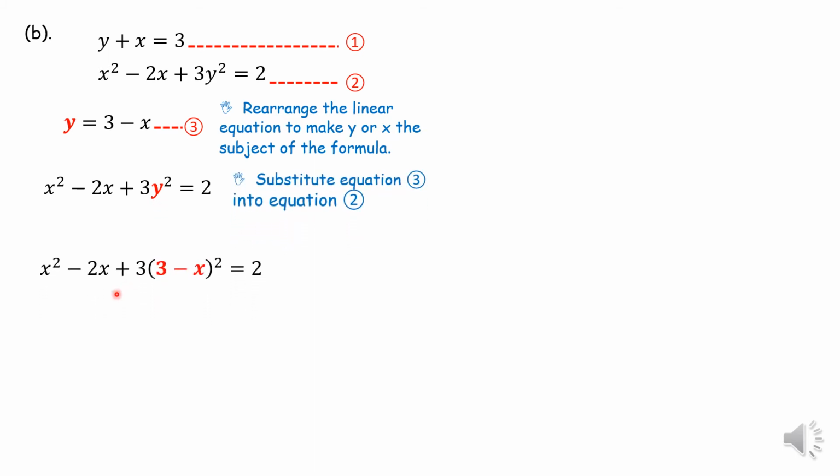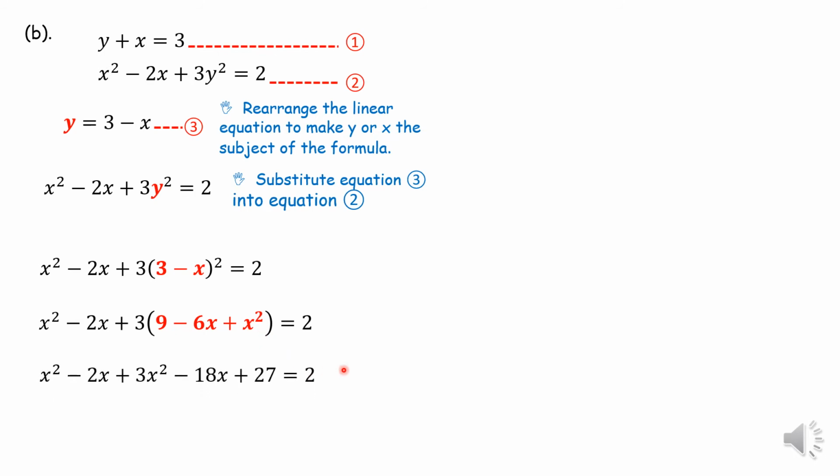If I do that, and I have to clean this up a bit, that's going to give me x squared minus 2x plus 3, and in brackets 9 minus 6x plus x squared, equals 2. Remove the bracket by multiplying the 3 over with everything. You have x squared minus 2x plus 3x squared minus 18x plus 27 equals 2. And all quadratic equations equal 0, so you bring that 2 over, becoming a minus 2, and it cleans nicely to 4x squared minus 20x plus 25 equals 0.